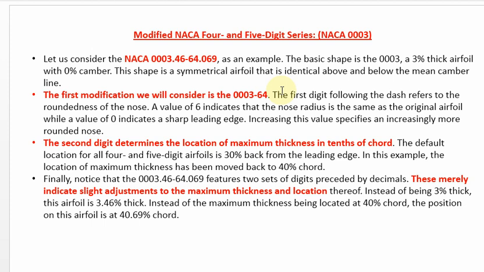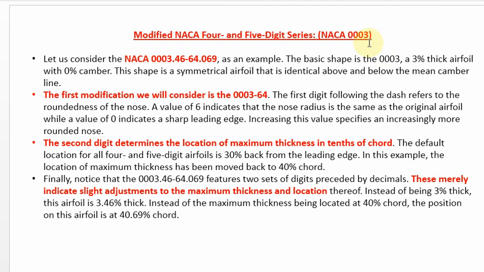Okay, the next one, the modified NACA 4 and 5 digits. Even though we have a clear idea about the 4 and 5 digits, they wanted to make some more modification to the 4 or 5 digits. That is why they introduced this series. So the example we are taking is NACA 0003. By default you can identify that for 4 digits there is no camber value and no position of the camber, so automatically it is a symmetrical airfoil.